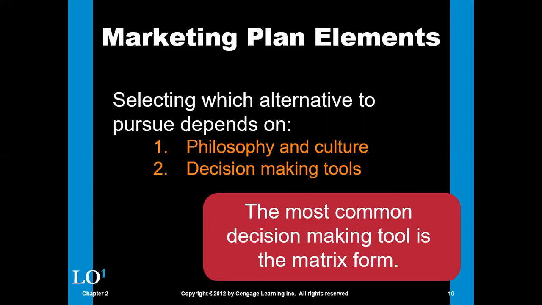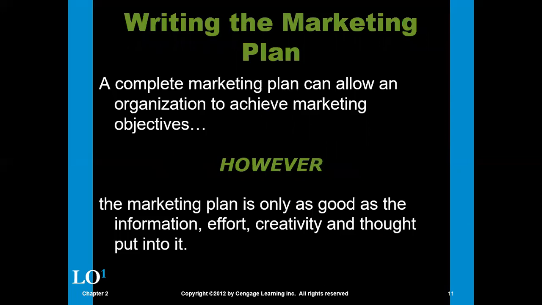There's a list of products that were offered by McDonald's but failed, and you can go on Google and find those products. They failed not because they were not good products, but because they were not tailored to the needs of the consumers. So the philosophy of the organization will define what elements should be included in the marketing plan and what kind of decision-making tools should be employed. So, a complete marketing plan can allow an organization to achieve marketing objectives. However, the marketing plan is only as good as the information or the effort made to prepare it, the creativity involved in producing those products and services, and the thought which was injected into it.